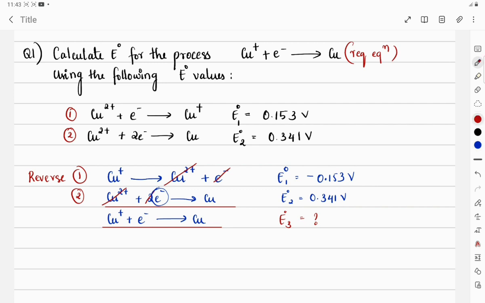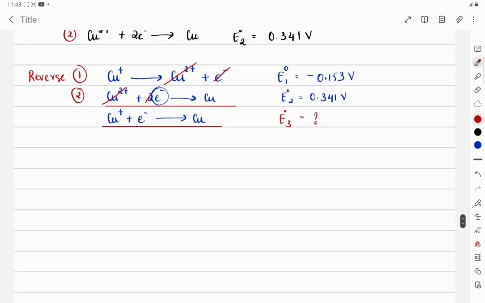So for step 1, we will find delta G1, and delta G1 will be minus nFE01. And as I have told, I am not going to substitute the value for F here because eventually that will be cancelled out. So the number of electrons involved in the first equation, you can see there is only one electron, so n is equal to 1, into F into E01.